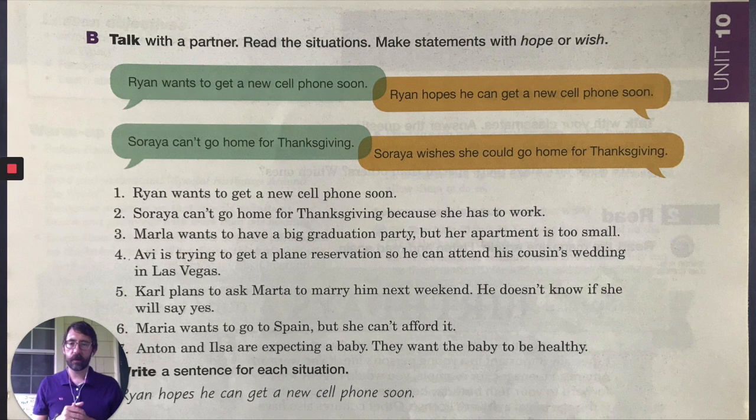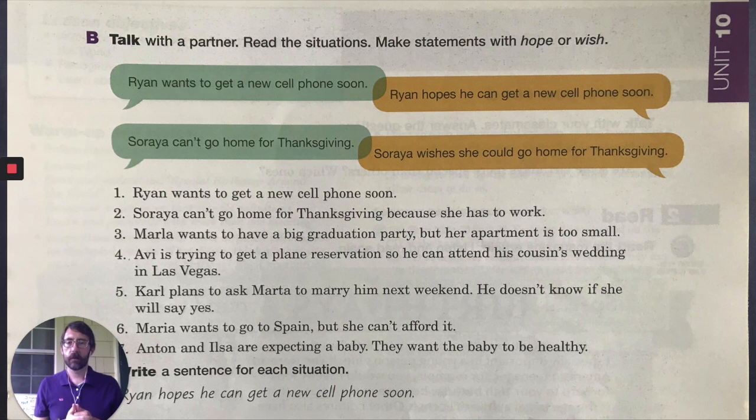I'll come back to number 3 in a second. Number 4, Avi is trying to get a plane reservation so he can attend his cousin's wedding in Las Vegas, right? So, is he wishing or is he hoping? Well, he doesn't know yet. He's trying, so it's maybe a possible situation. Number 5, Carl plans to ask Marta to marry him next weekend. He doesn't know if she will say yes. Maybe she says yes, maybe she says no. It's possible, right? He does not know yet. Wish would only be when it's not possible.